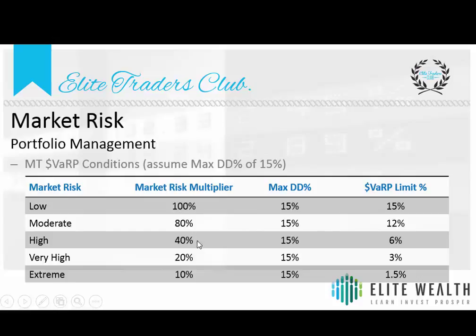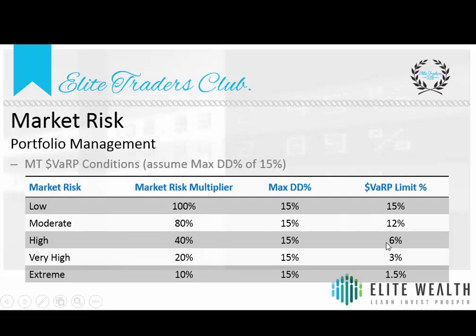Obviously, as market conditions deteriorate and we go into a higher risk market and very high and extreme, we apply different levels of market risk multipliers. So you'll see that between moderate and high, there's a fairly big jump, because we move from an 80% market risk multiplier to a 40% market risk multiplier. So we're halving, if you like, the amount of value at risk that we've got in the market between those two levels, between moderate and high.